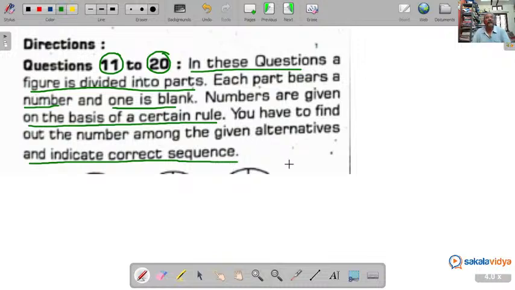So that means this is also based on some pattern, a number pattern only, but here a figure is divided into parts. Each part will be filled with a number. One of the parts will be missing, and that missing number we need to find out using some definite rule, some pattern. This is very, very important.